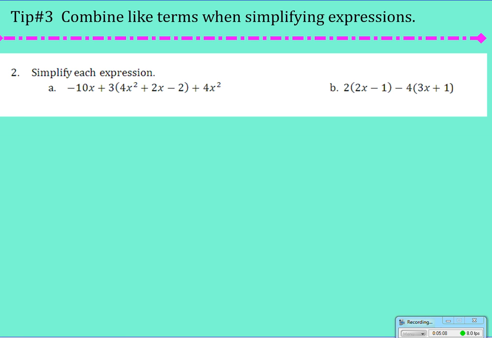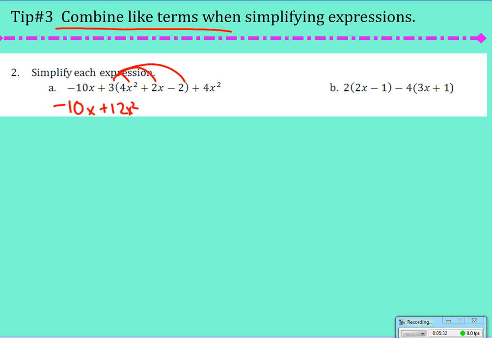So simplify each expression. So now these expressions have variables with them. So when I start simplifying, basically I have to combine like terms. What a lot of people like to forget is you have to put together same letter to same exponent. Same letter, same exponent. So I'm going to go negative 10x. Now I'm going to distribute this all the way through. Don't forget to go all the way through.